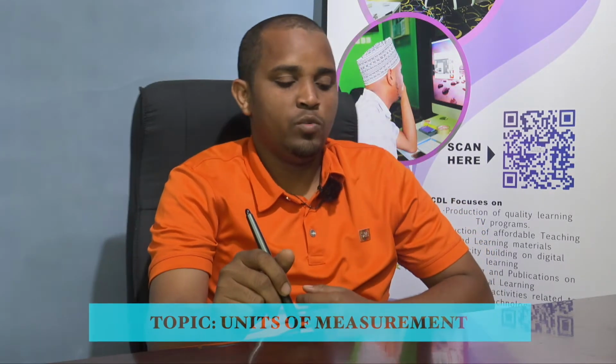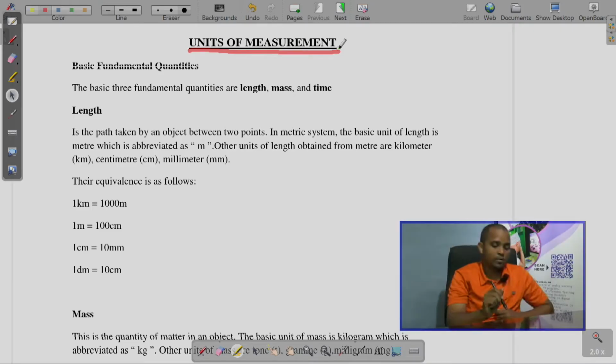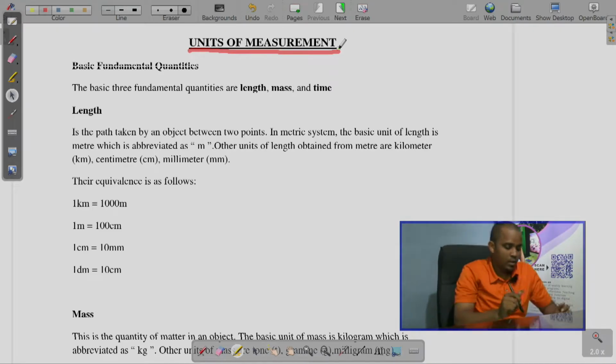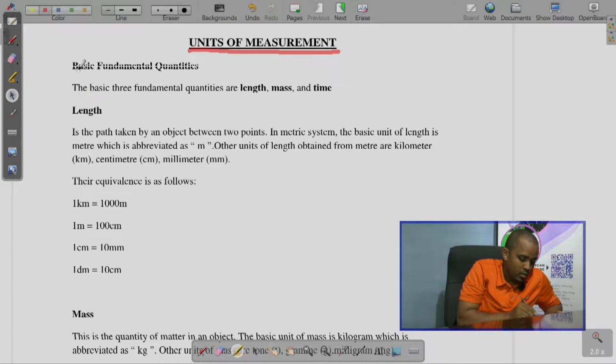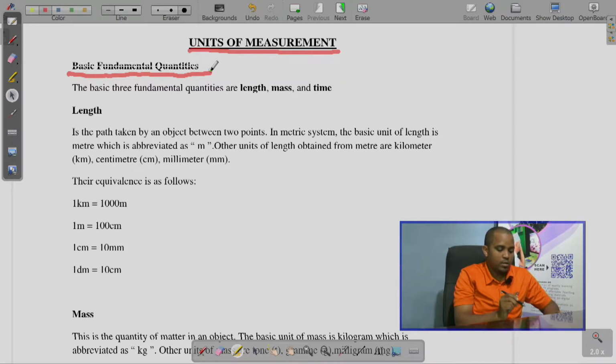I am a mathematics teacher, and today inshallah we'll continue with another Form 1 topic, which is units of measurement. So let's start with basic fundamental quantities. So what is basic fundamental quantities?